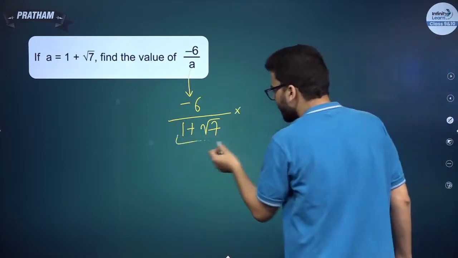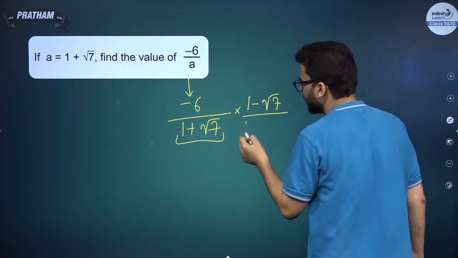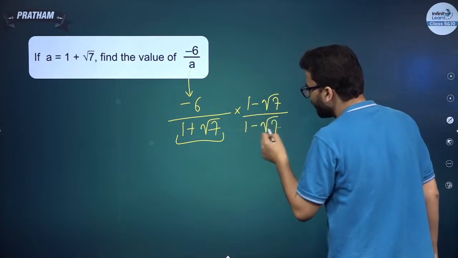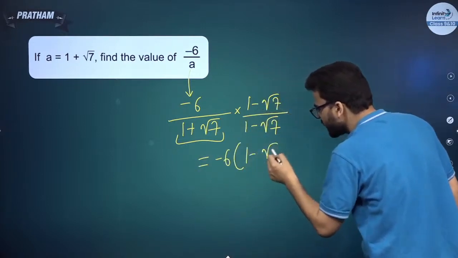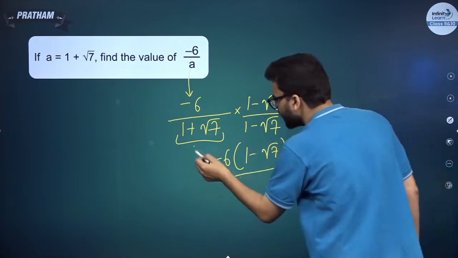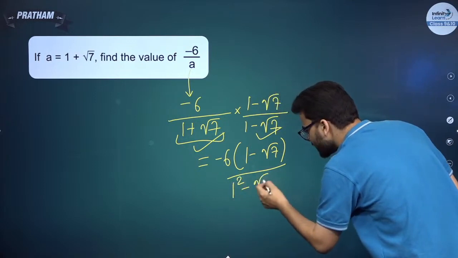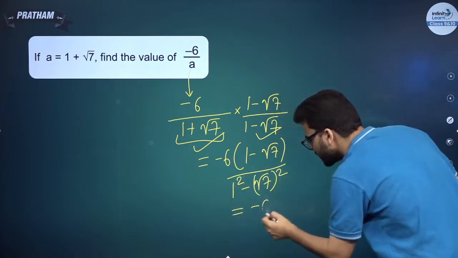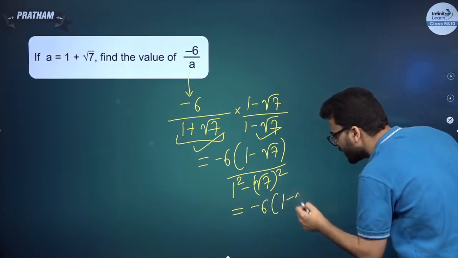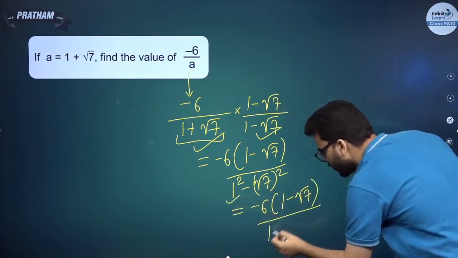So basically it is 1 plus root 7, I have to multiply and divide by 1 minus root 7, right? Then only you will be able to fix it in the identity. So minus 6 into 1 minus root 7, and in the denominator it is of the form a plus b, a minus b. So it will give you a square minus b square. So 1 square minus root 7 the whole square.